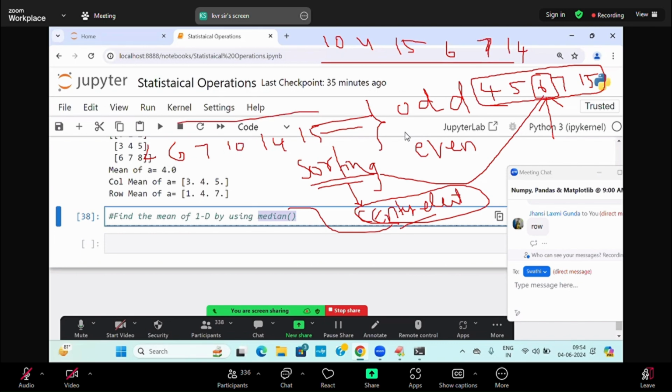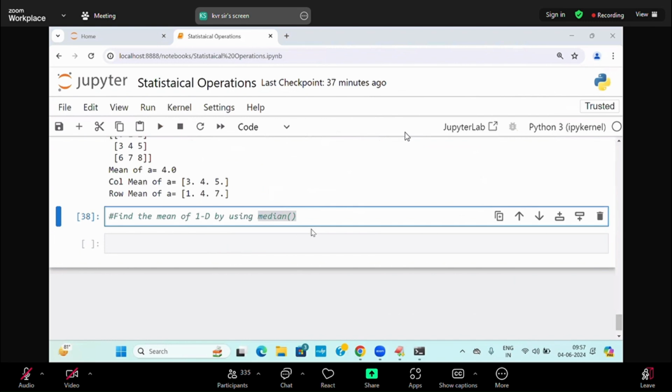In the 6 elements, what is happening? The center 2 elements are 7 and 10. You add them. 7 plus 10 by 2 you need to take. 17 by 2 is going to become the median. 8.5 is called the median. So I hope you are following that.